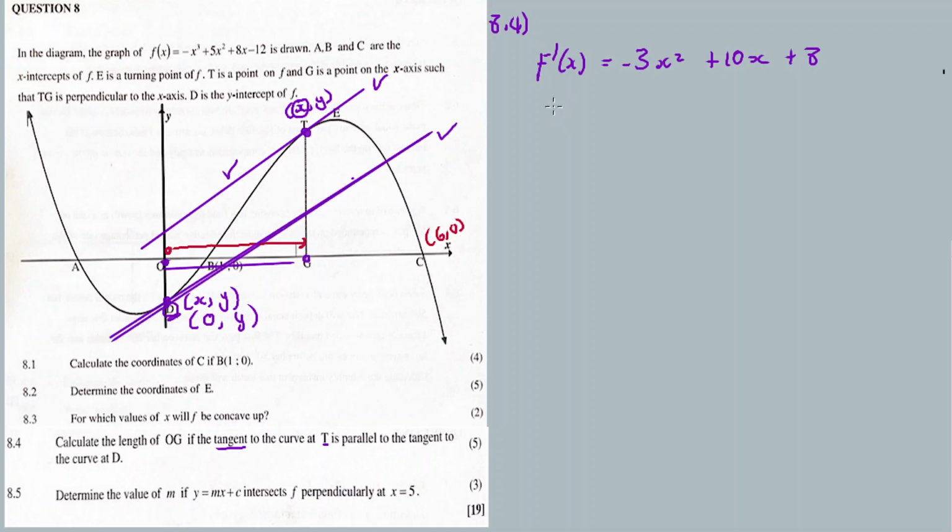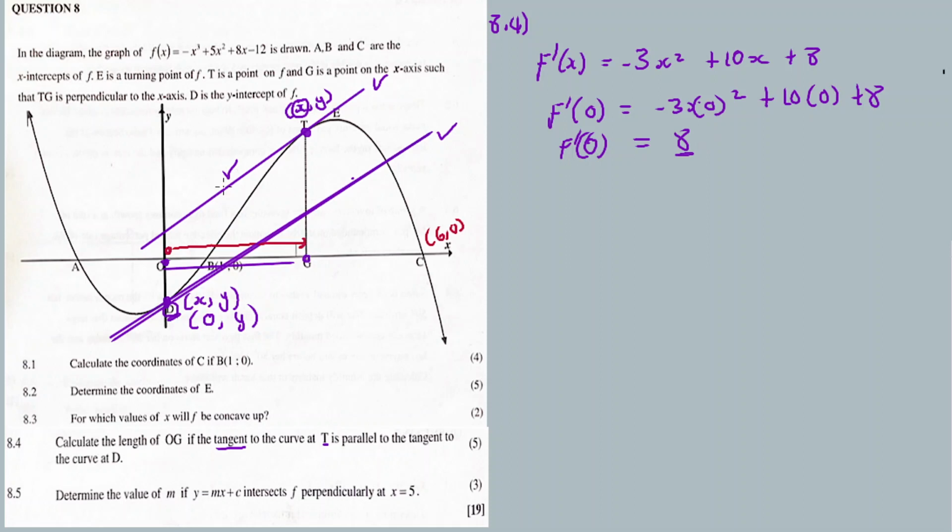So if in f of x I substitute 0: minus 3 times 0 squared plus 10 times 0 plus 8, it means the answer is 8. f prime of 0 is equal to 8, right? So it means that the gradient of this tangent at point D is what? It is 8. You can only calculate the gradient if you have an x value.